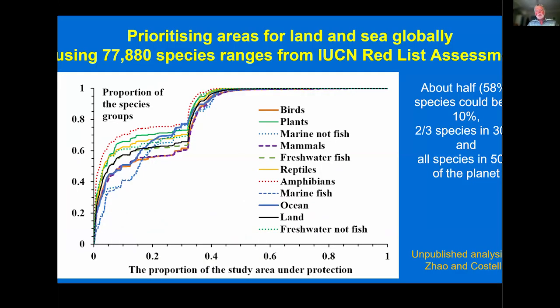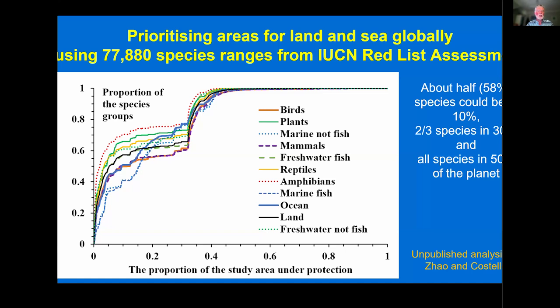The other way of looking at this is wondering, if we protect so much of an area in a hypothetical situation, how many species or what elements of biodiversity can we include? So Chen Zhao and I have recently looked at the 77,000 species that have range maps in the IUCN Red List. Less than a third of these are threatened species. But just to take these as an example, what we find agrees with pretty much all the previous studies on selected taxa and selected habitats. And that is that you'd need to protect at least half of the planet, the land and the sea, if you wanted to include all species.